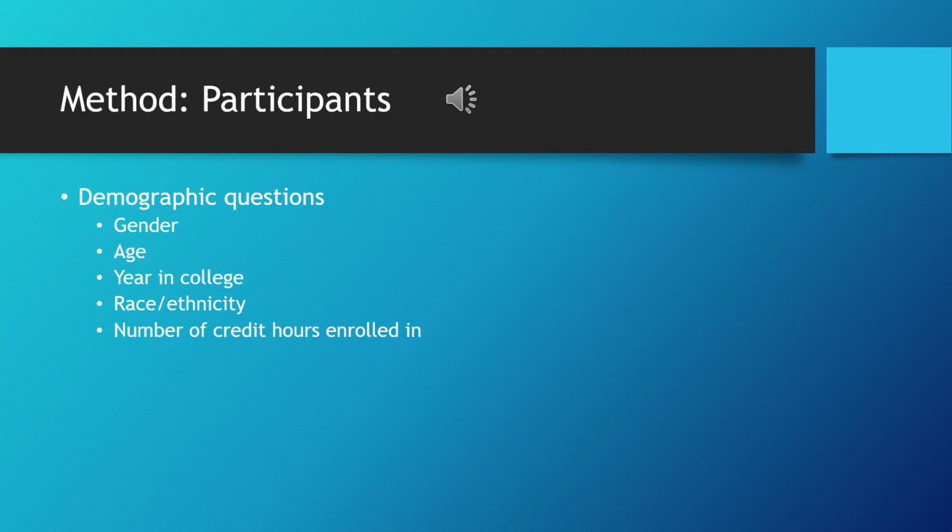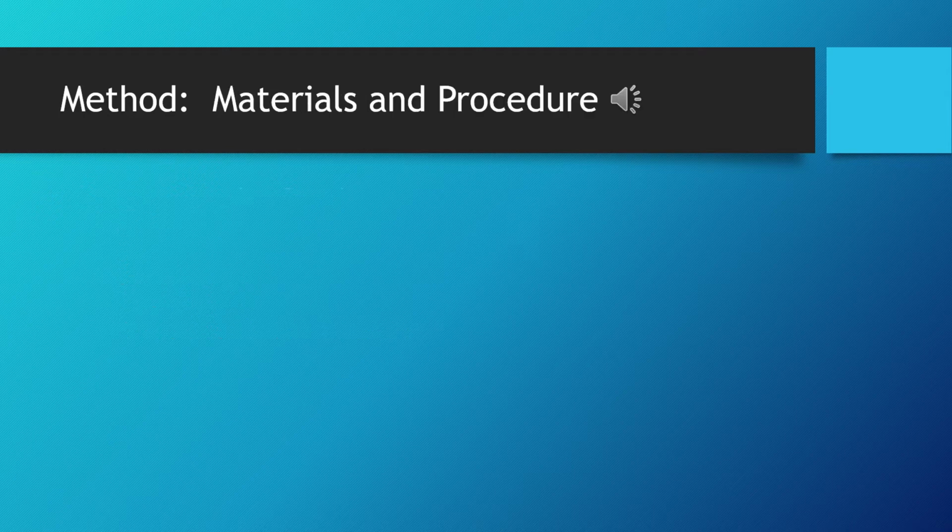For race and ethnicity, 4 identified as Black, 18 identified as white, 4 identified as Hispanic or Latino, and 4 identified as other. And lastly, for credit hours enrolled in, it ranged from 0 to 21 hours, with majority of people saying they were enrolled in 15 credit hours.